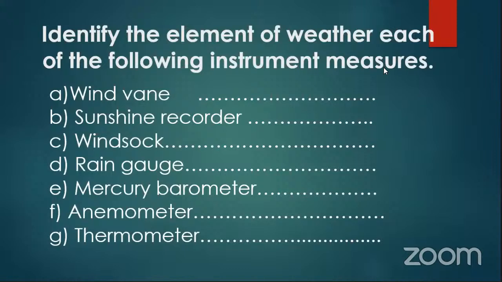A windvane shows direction. Very good, members, we can clap for her. The direction is shown by a windvane, but a windsock shows the strength of the wind. And a rain gauge is used to record the amount of rainfall received in an area. Yes, very good.